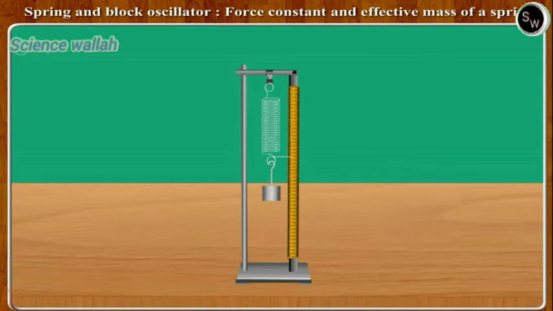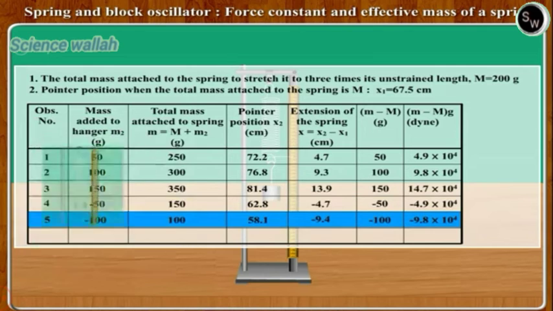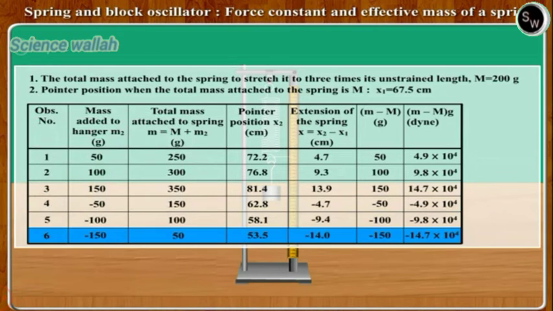Now we adjust the mass in the hanger so that the total mass M attached to the spring is less than m by 50 gram. Note the pointer position. The x2 is less than x1. Find the extension x is equal to x2 minus x1. This is negative. Enter the readings in table 2. Take 2 more readings and enter them in the table, when the mass is reduced by 50 gram each time.